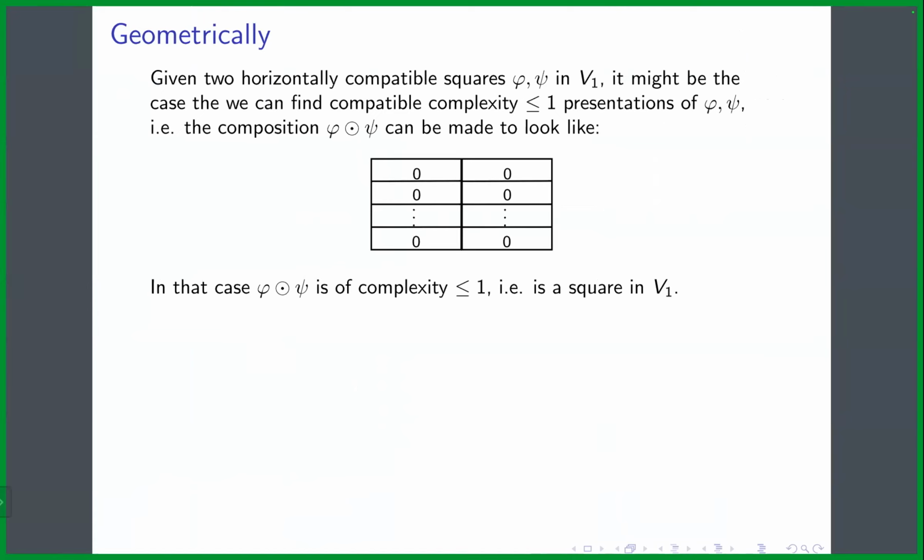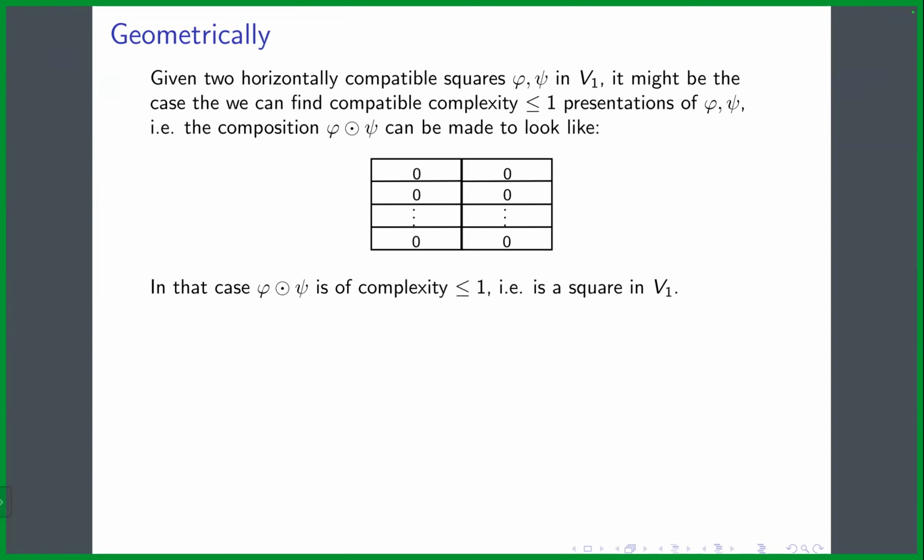So given two compatible, horizontally compatible squares phi and psi in V1, it might be the case that we can find compatible complexity less than or equal to 1 presentations of phi and psi. That is, it might be the case that the horizontal composition of phi and psi can be made to look like this. So we subdivide phi and psi into squares marked with a 0, and it might be the case that those subdivisions match horizontally in the sense that we can compose each of the squares subdividing phi and psi horizontally. And so in that case, observe that the horizontal composition of squares of complexity 0 is of complexity 0.